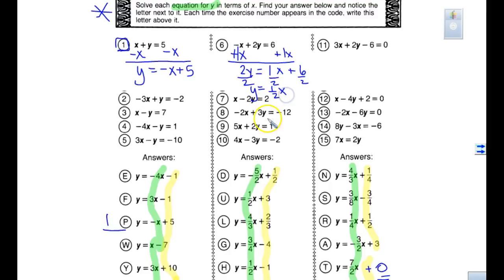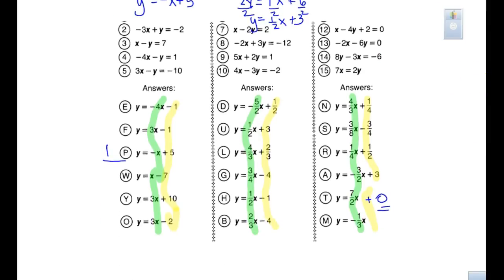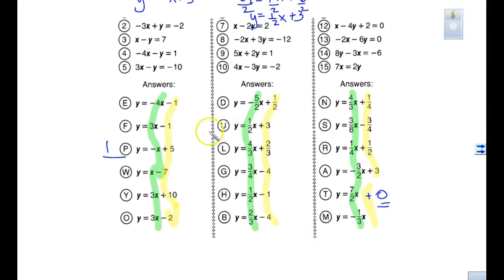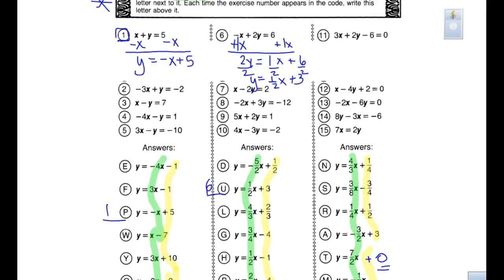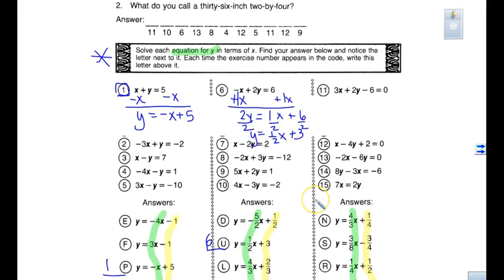Look at the answers down below. You see 1/2 x, right, for a couple of them. Plus 6 divided by 2. Oh, I can simplify that. I know 6 divided by 2, Layla, gives us 3. So for number 6, I'm looking for y equals 1/2 x plus 3. Letter U. Everywhere where there is a 6, I'm filling in the letter U. Is this making a little better sense? It gets a little better today.